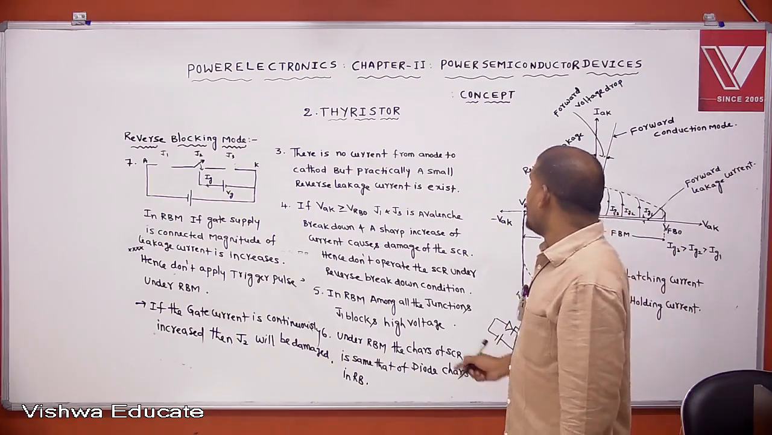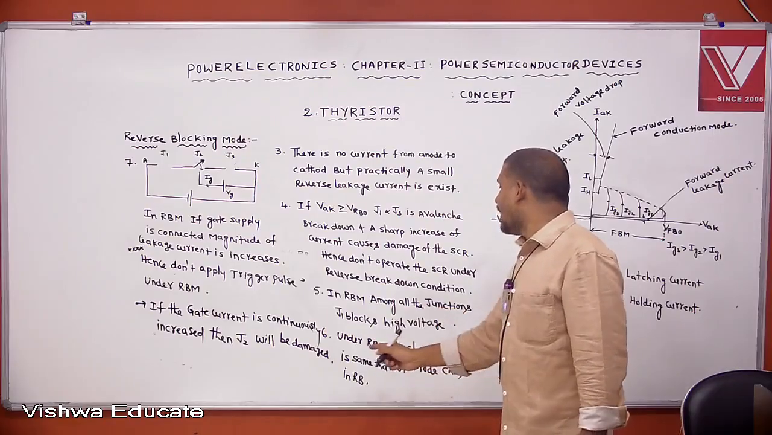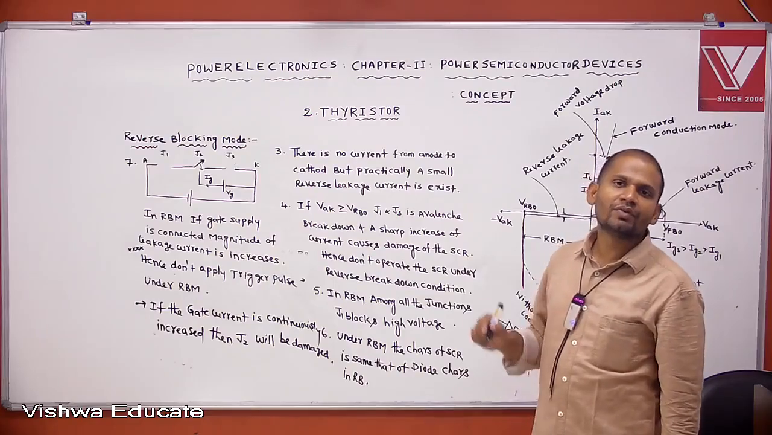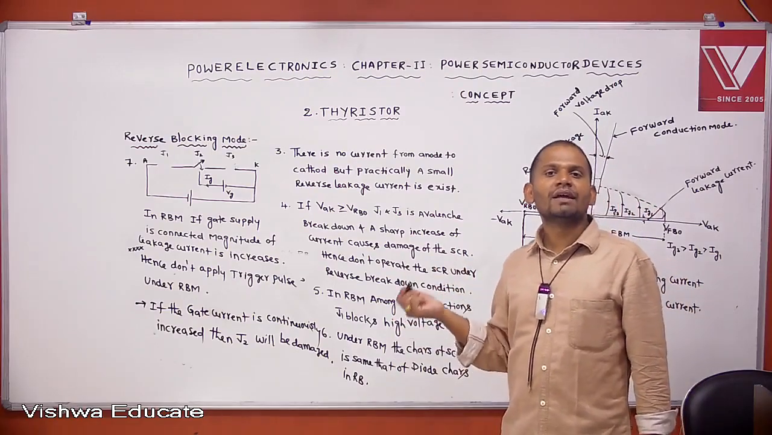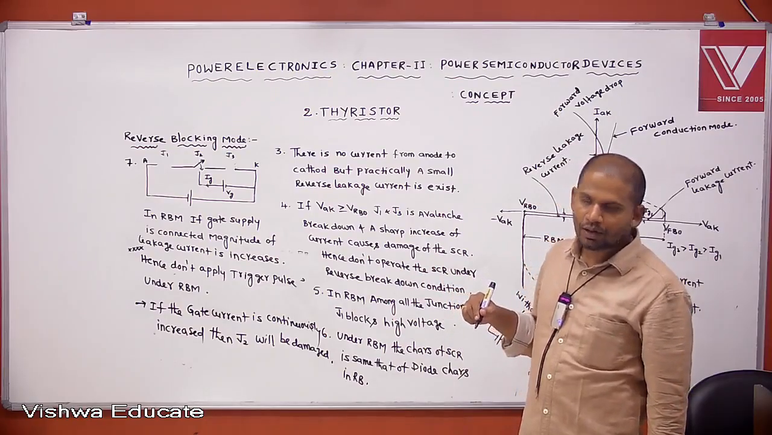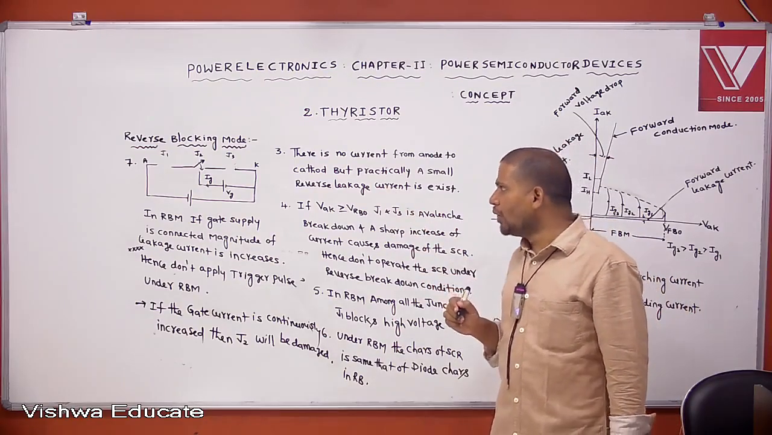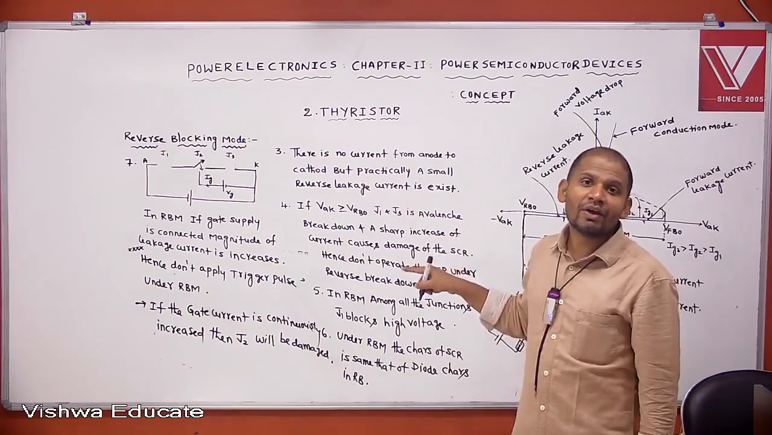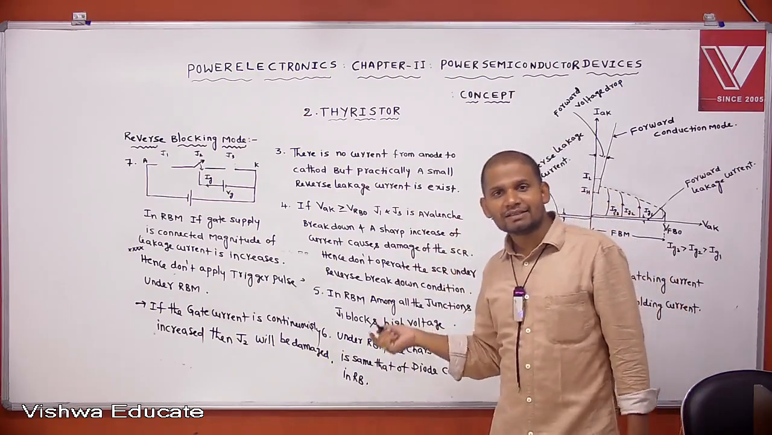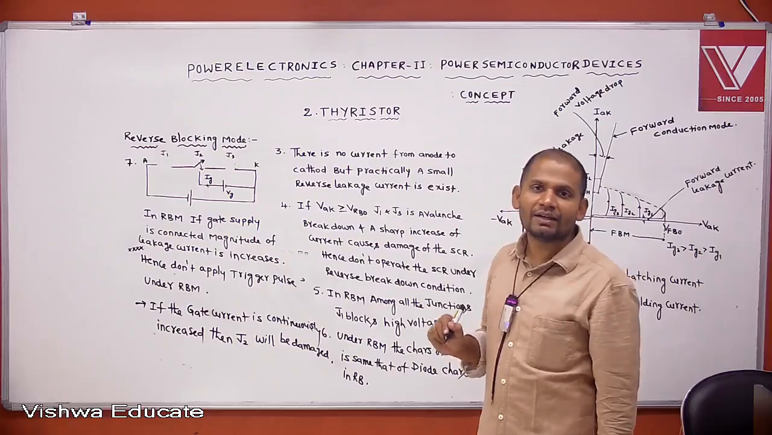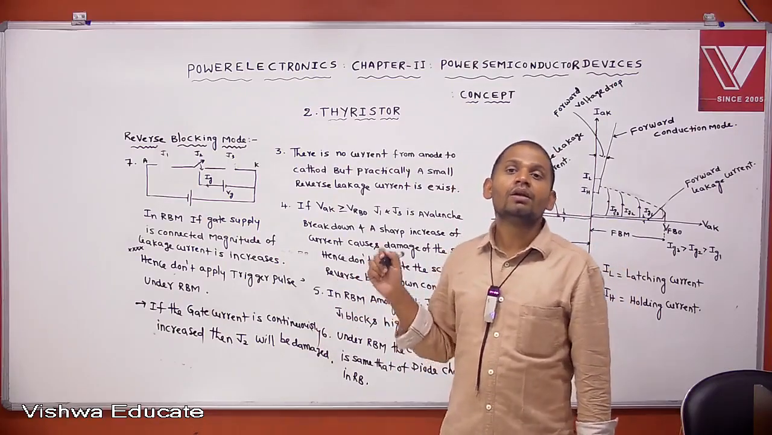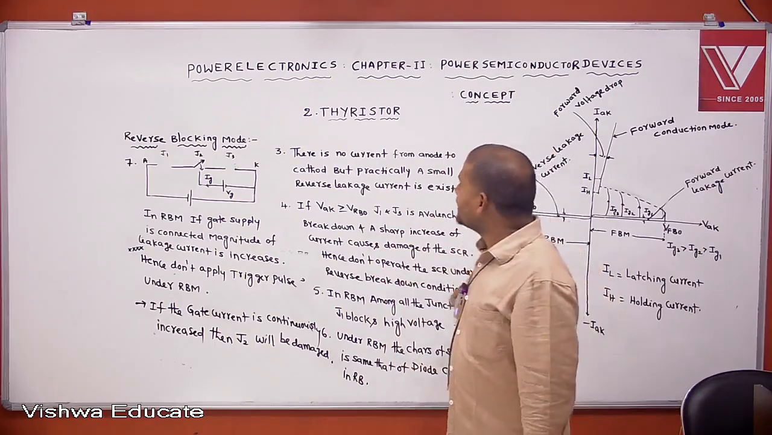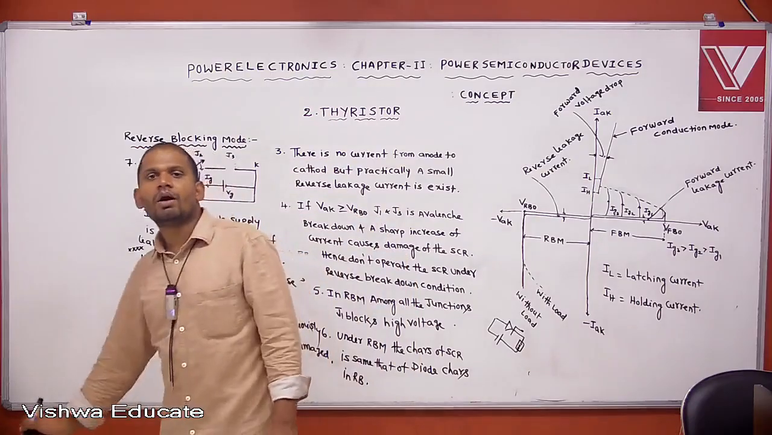Understood? Another point I gave: under reverse blocking mode, the characteristics of SCR are the same as which characteristics? Diode characteristics under reverse bias condition. Then under reverse blocking mode, if the gate supply is given, what happens? The magnitude of leakage current increases. If you continuously increase the gate current, then J2 junction will be damaged. Hence, don't give the triggering pulse under what condition? Reverse bias condition. These are the observations under reverse blocking mode of operation.